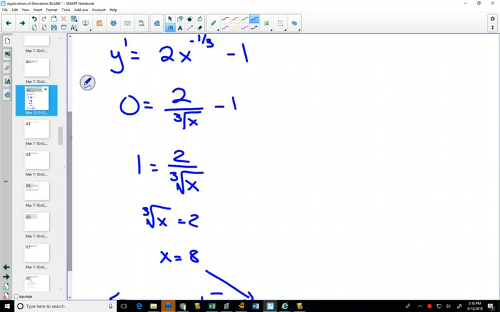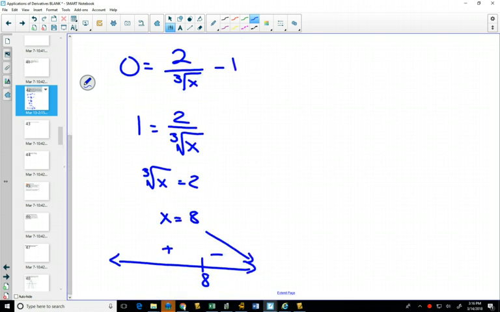So now let's choose a number less than 8. Let's choose 1. Right? Cube root of 1 is 1. 2 over 1 is 2, minus 1 is positive. So it's increasing. Perfect. Everything seems good.